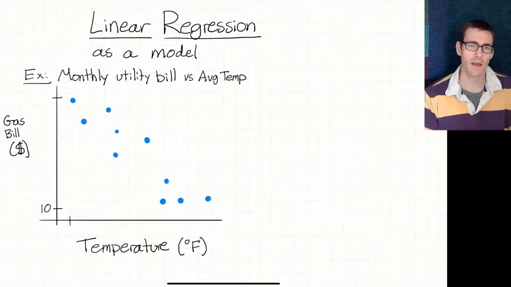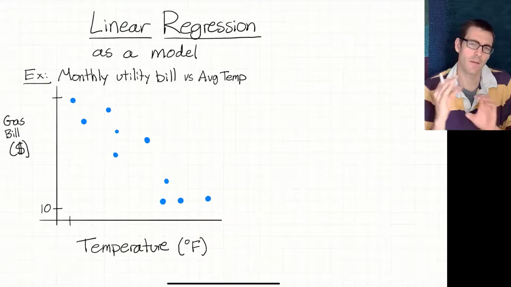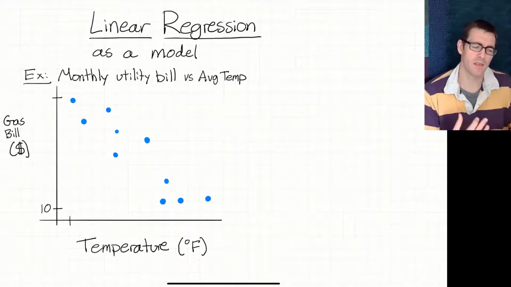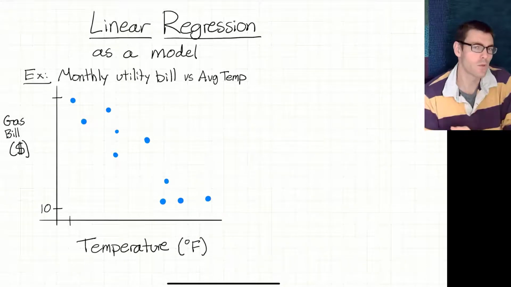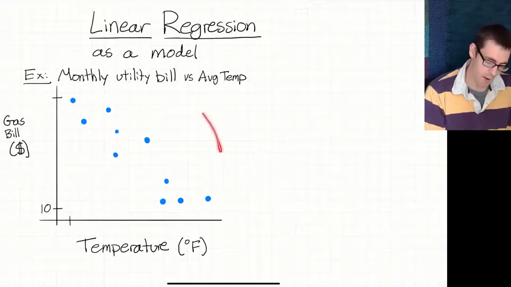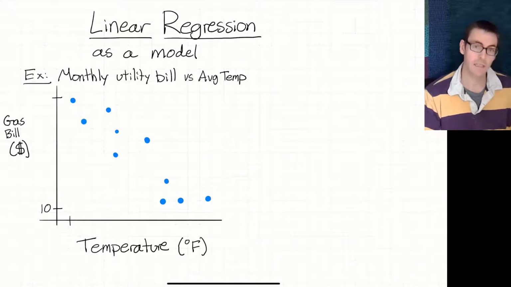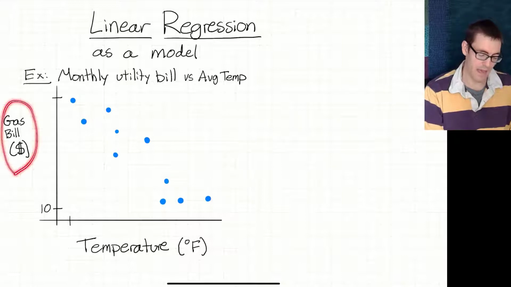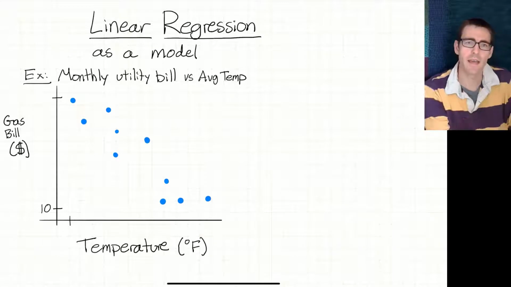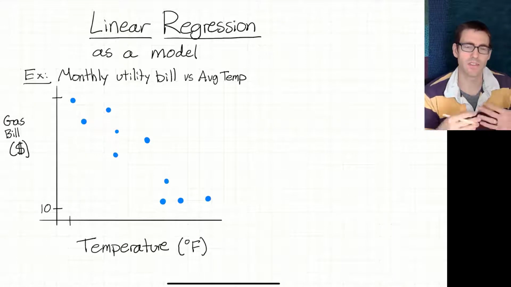Last time we started talking about how we can go about comparing two quantitative variables. Namely, we said that we can make scatter plots and make statements about the direction, the form, and the strength of the association. So for example, what we have here I would characterize as a relatively strong negative linear association between the gas bill and temperature.